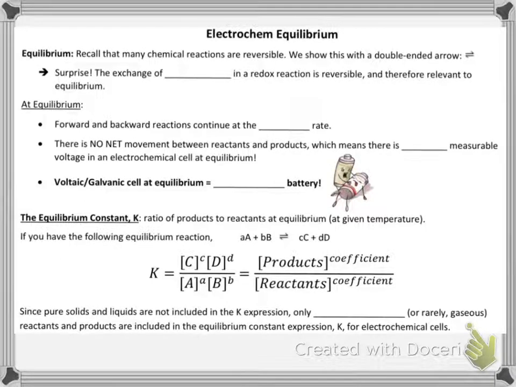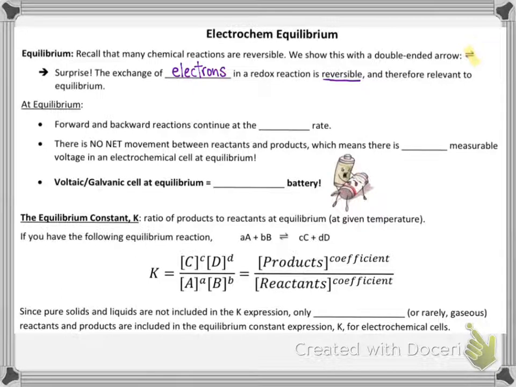Let's talk about how equilibrium applies to electrochemistry. As you know, many chemical reactions are reversible, and we show this with a double-ended arrow. Well, it turns out the exchange of electrons in a redox reaction is reversible.